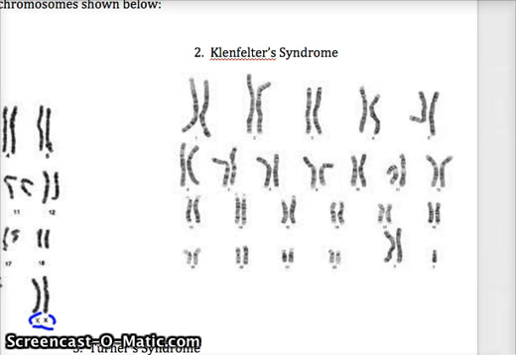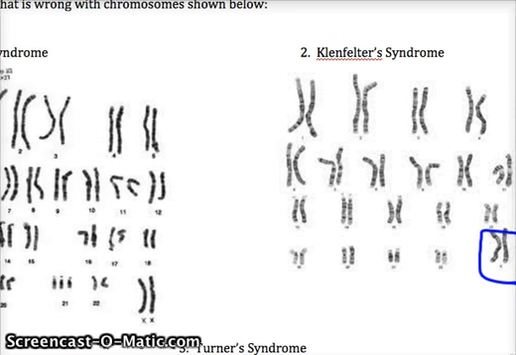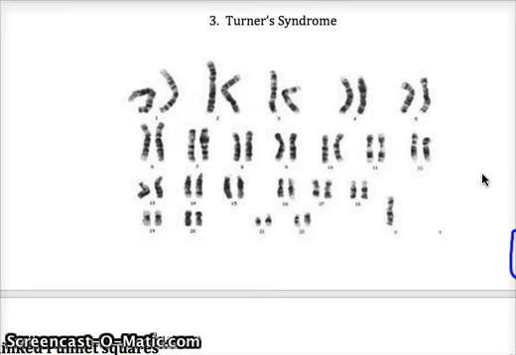With Klinefelter syndrome, we have 3 chromosomes again, but this time we have too many here on the X and the Y. 2 X's and 1 Y. So we have too many chromosomes. And then Turner syndrome, we actually have 1 less chromosome. We only have 1 X instead of 2 X's or an X and a Y.